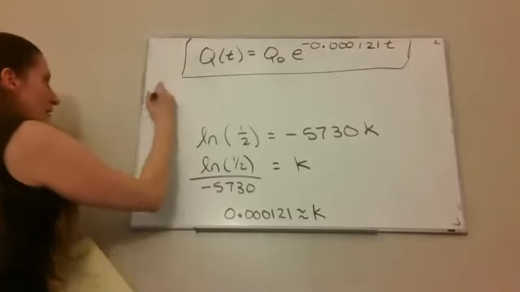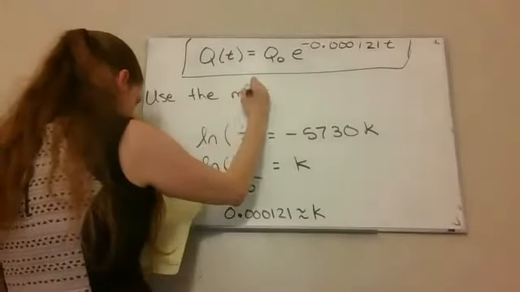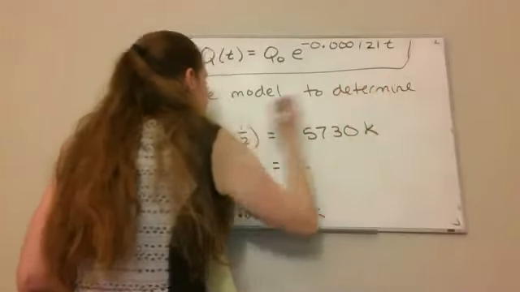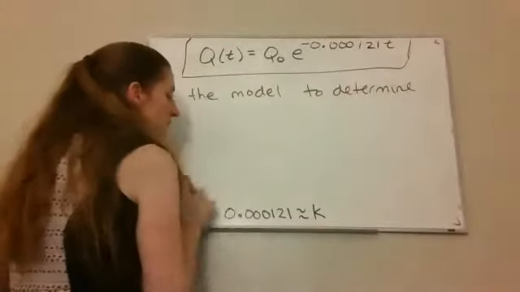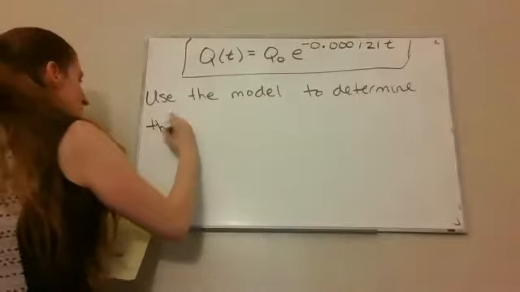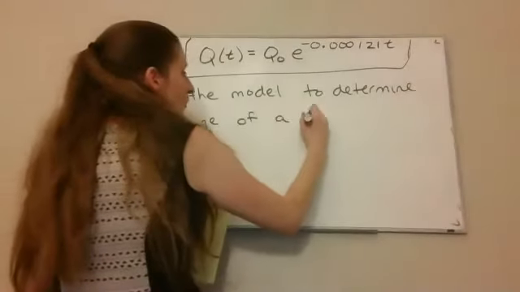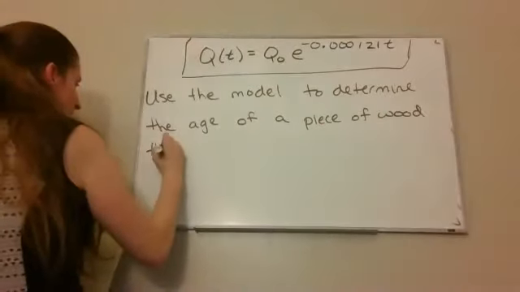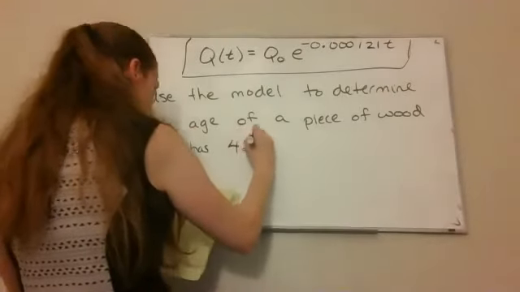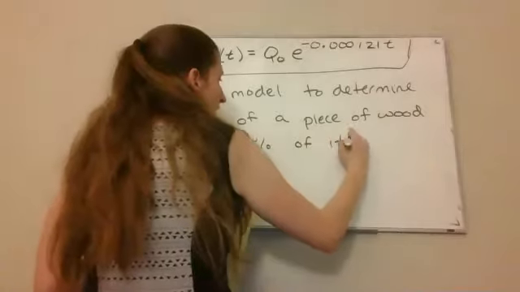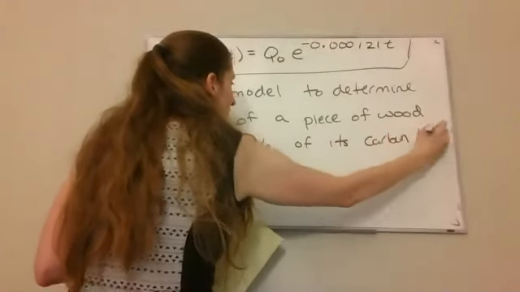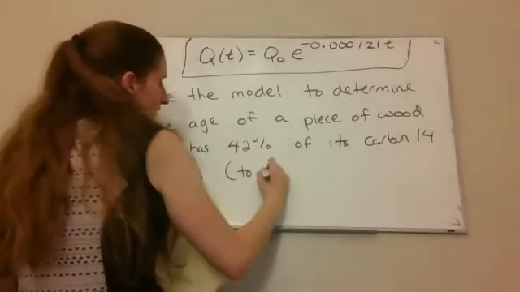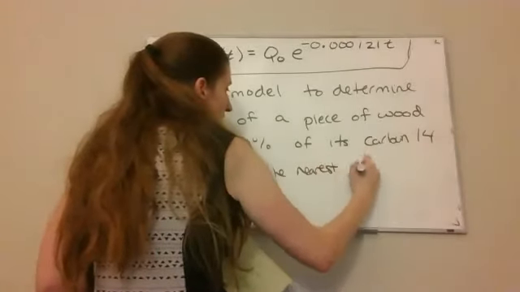Now we're going to use this model to determine the age of a piece of wood that has 42% of its carbon-14 remaining. To the nearest 10 years.